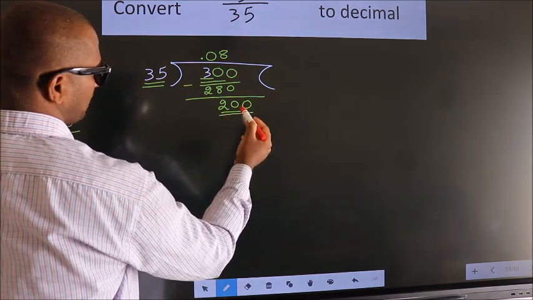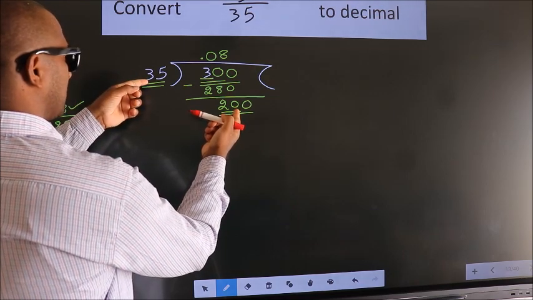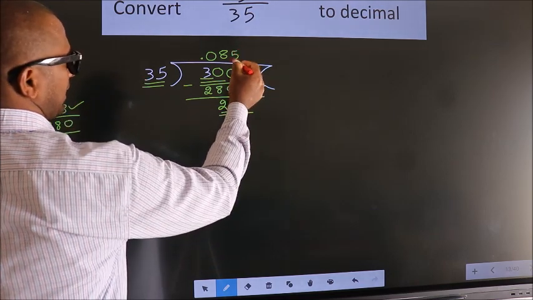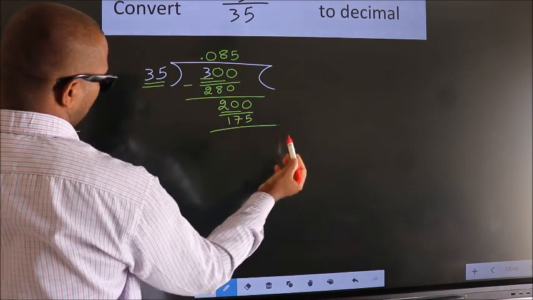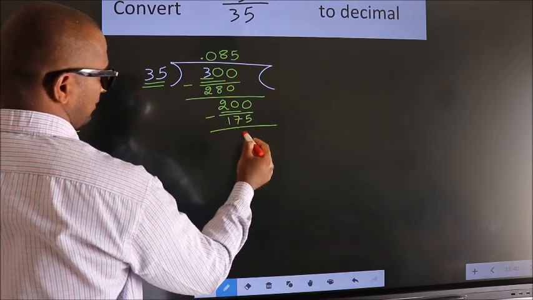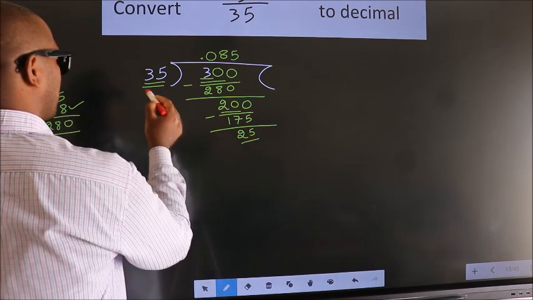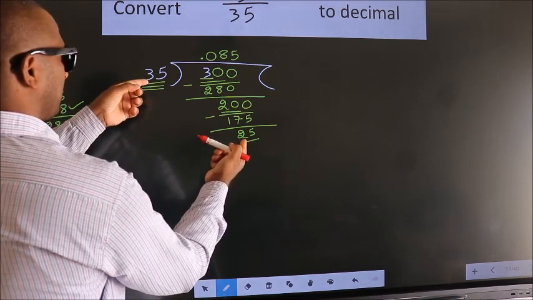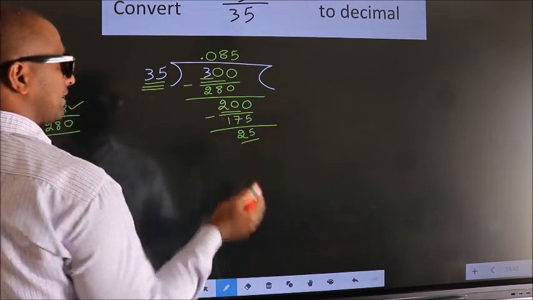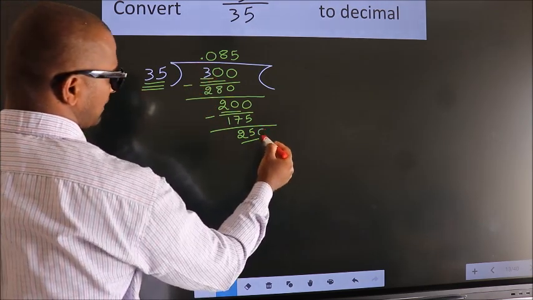So 200. A number close to 200 in the 35 table is 35 5s, 175. Now we subtract, we get 25. Here we have 25, here 35. 25 is smaller than 35. And we already have the decimal. So we can directly take 0.